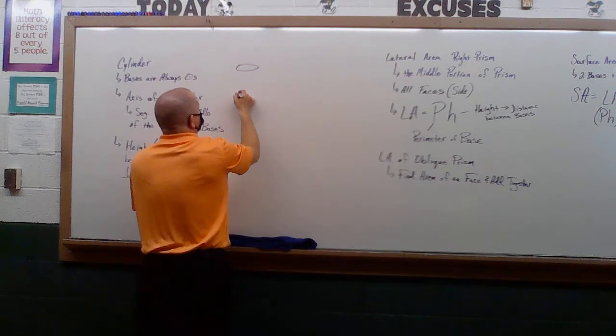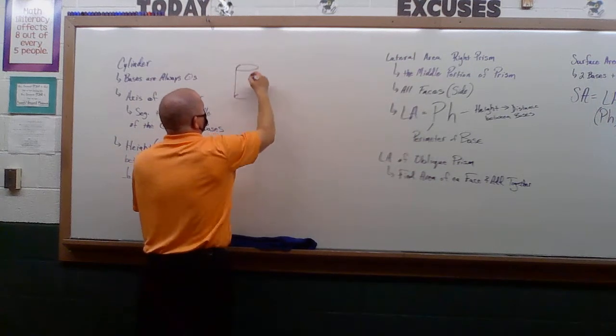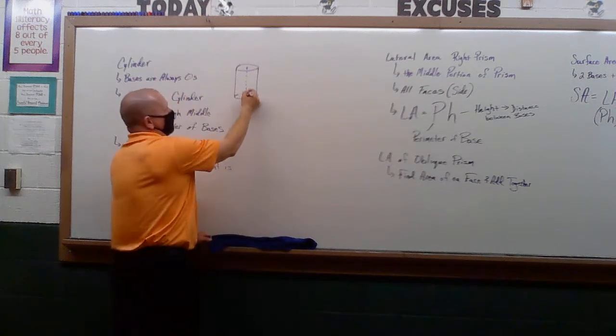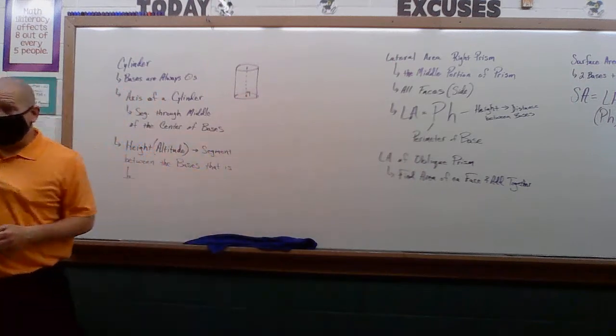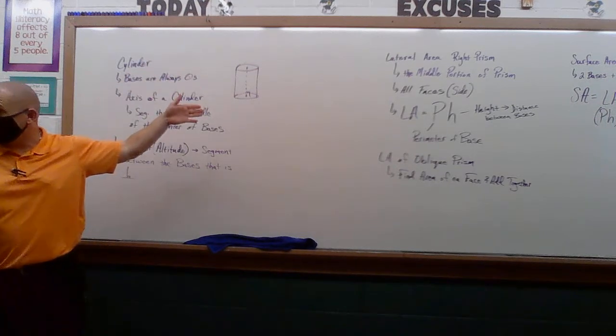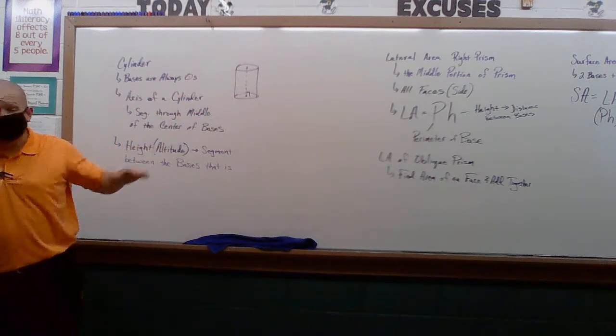So if it's a regular cylinder, it's straight up and down. I'm going to have this, like Bo just said, from one point to the other, and it's straight up and down. When it's a right or regular cylinder, the axis and the height or altitude are exactly the same thing. They're right down the middle.